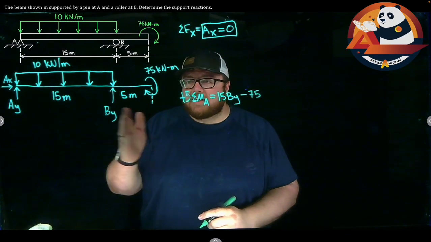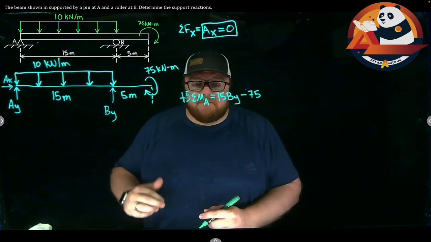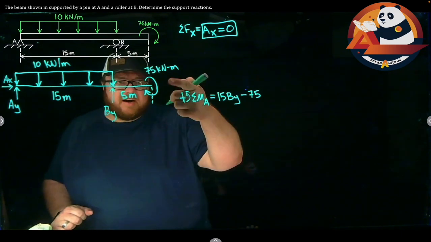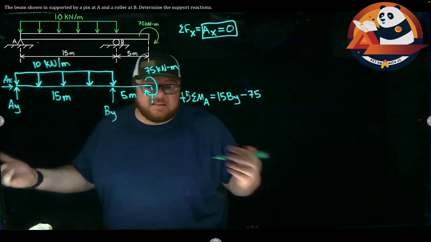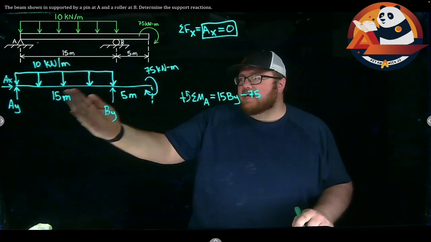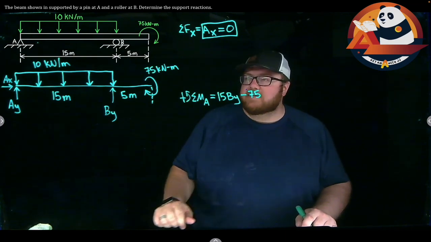And I don't need to put a distance in here. It doesn't matter that it's 20 meters out here. We don't multiply moment by a distance. It's already a moment in here. Moment times distance, kilonewton meter squared, isn't something we use. I could have stuck that couple moment anywhere on here and it would have done the exact same thing. Don't multiply by distance on that.